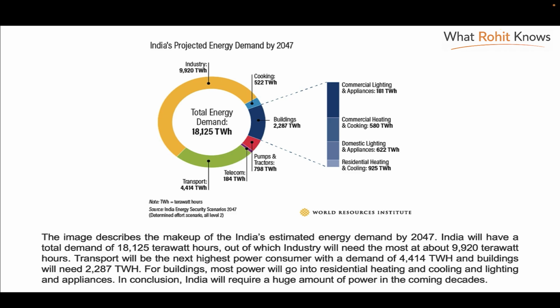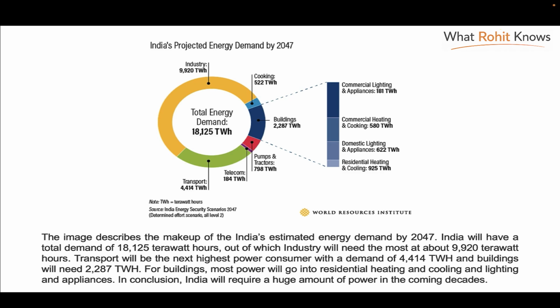And then we can say after transport, there's the buildings. So we focus on buildings because the image itself expands buildings. So that's why we say buildings will need 2,287 terawatt hours. And then a sentence to explain where that power will go in the building sector. For buildings, most power will go into residential heating and cooling and into domestic lighting and appliances.